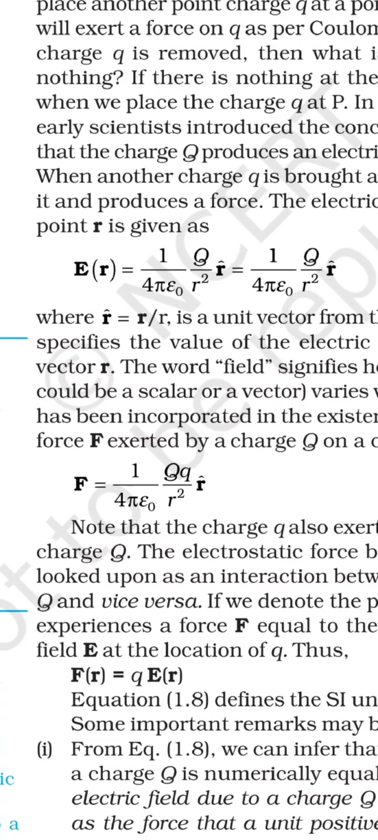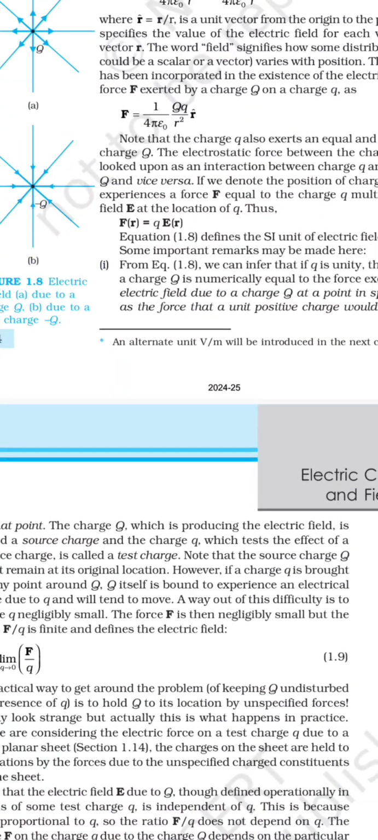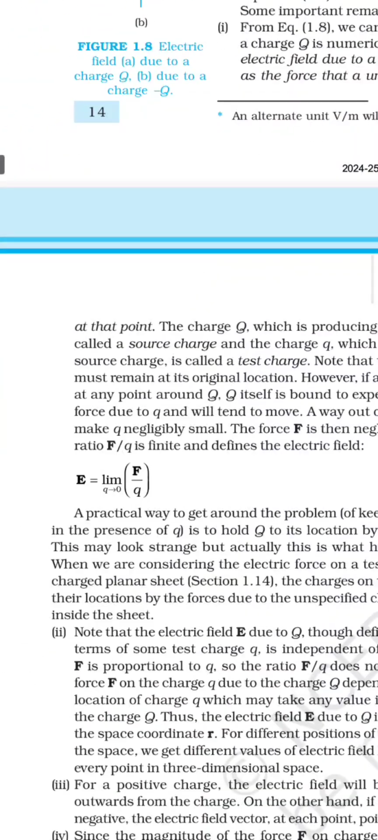Electric field due to charge q at a point in space may be defined as the force that a unit positive charge would experience if placed at that point. So electric field is nothing but force by charge. If we take a negligibly small charge, E is equal to the limit q tends to 0 of force by q. It is the region of the charged body in which another charged body experiences electrostatic force. The charge q which produces the electric field is called the source charge. The charge which tests the effect of a source charge is called the test charge.